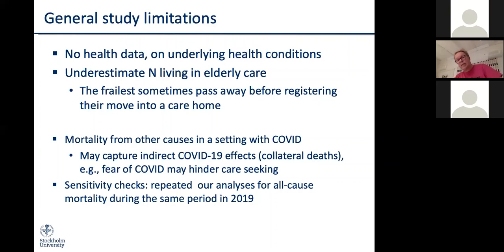But otherwise, the main problem or limitation is those who are living in elderly care. That is the group with the highest mortality, but there is some under-registration of moves into a care home. So it's not that everybody immediately registers their move to a care home, and they might be registered at their old residence instead. Those who are registered in the care home, they are there, so that we know.